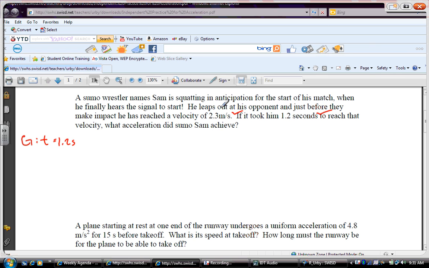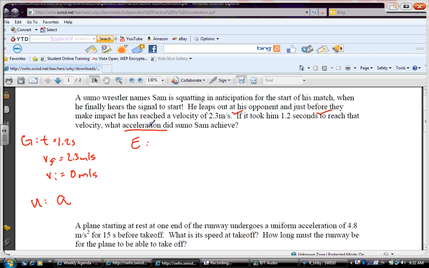This 2.3 meters per second is actually going to be the final velocity for the sumo wrestler, because this is the velocity he has just before he makes impact. The velocity that he started with should actually be 0, because he was squatting there waiting to start. So his initial velocity is 0 meters per second. The unknown here, what we're looking for, it says what acceleration did Sumo Sam achieve. So this acceleration is going to be our unknown.